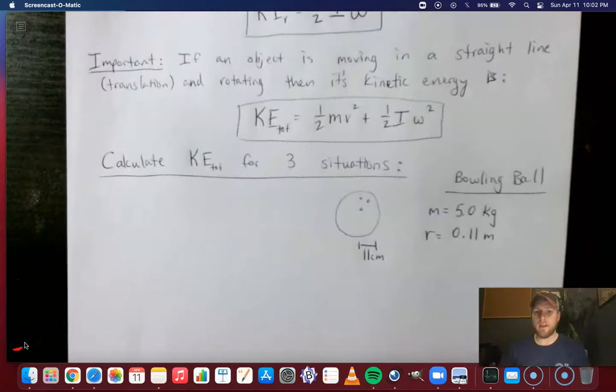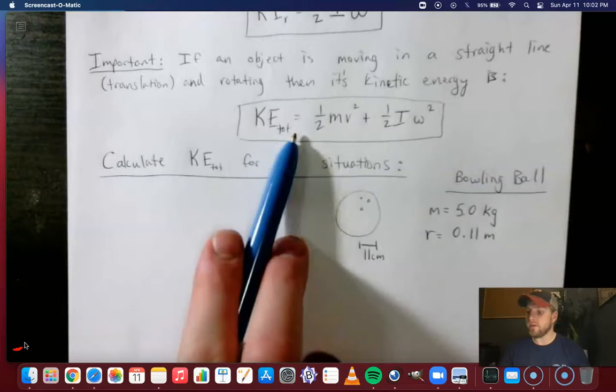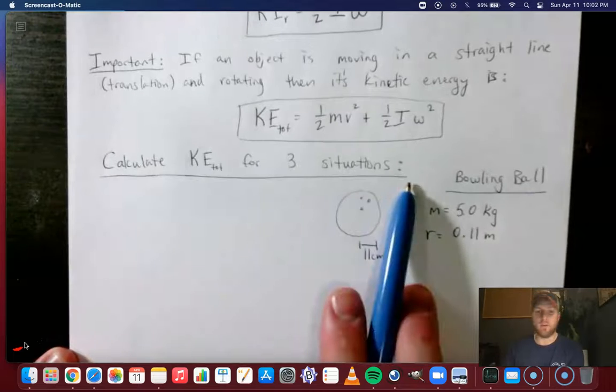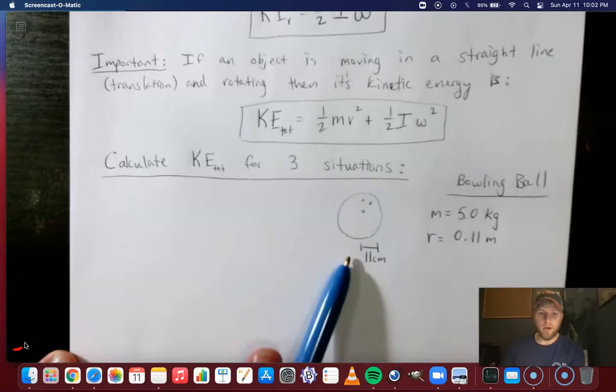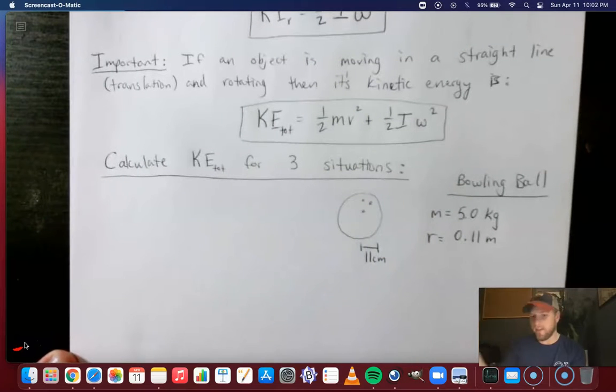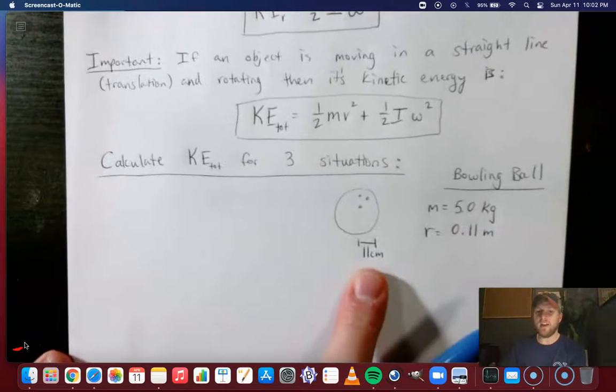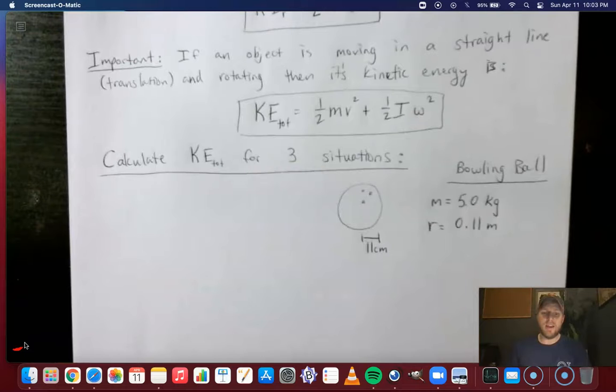All right, so when it comes to talking about rotational kinetic energy, one of the easiest ways to get a feel for what it is and how it's different from translational kinetic energy is we're going to look at 3 different situations for a bowling ball. So if you have a 12-pound bowling ball, that's something like 5 kilograms. I looked it up. The standard radius of a bowling ball is 11 centimeters.